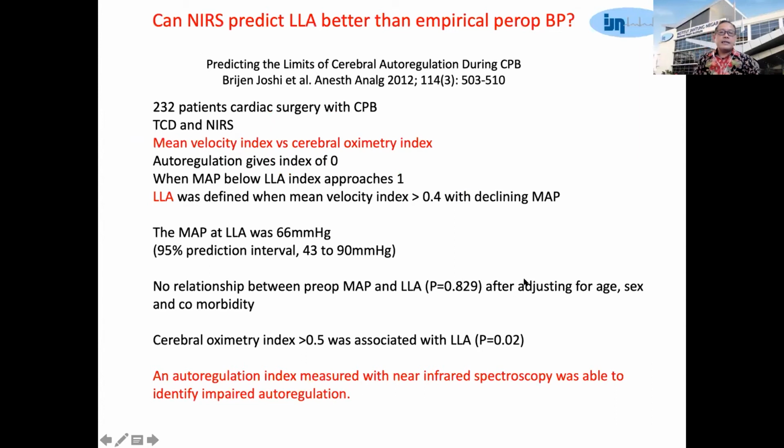And this is further supported by the study done by Joshi in 2012. He looked at a bigger set of patients, 232, again comparing the transcranial Doppler and the near-infrared spectroscopy. He found that there is a good correlation between the mean velocity index and the cerebral oximetry index. So he concluded that an autoregulation index measured with near-infrared spectroscopy was able to identify impaired autoregulation.